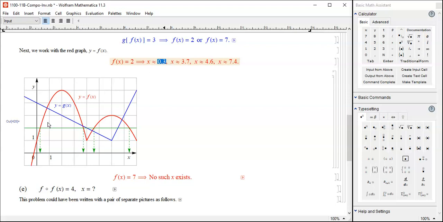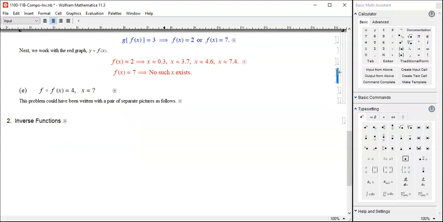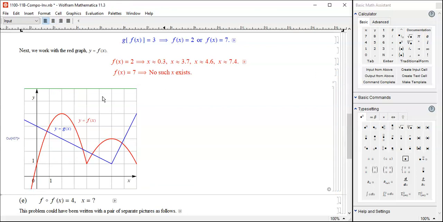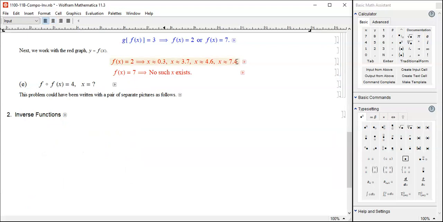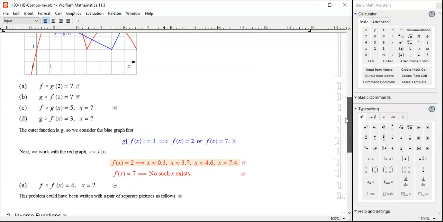If you put negative something, again, over here, no, that's not going to be right. Anything reasonable will give you full credit. 0.3 here, and about 3.7 here, 4.6 here, 7.4 here. They're all approximations. As for f of x equal to 7, that's not possible because it's way up there. So no crossing. So these 4 are the solutions.